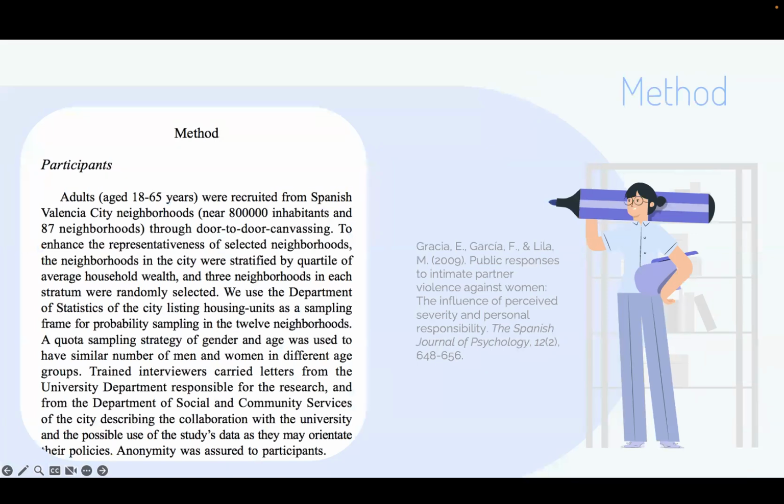So as described on this slide, the researcher didn't knock on random doors. They categorized neighborhoods based on average wealth and then chose three from each category. It's like ensuring you have guests from every part of town at a city-wide gala. Then, for that personal touch, they made sure their sample had equal representation across genders and age groups.